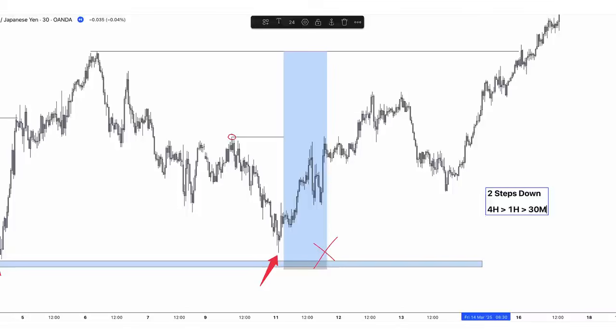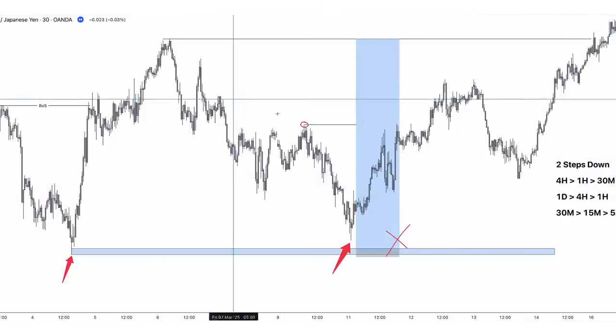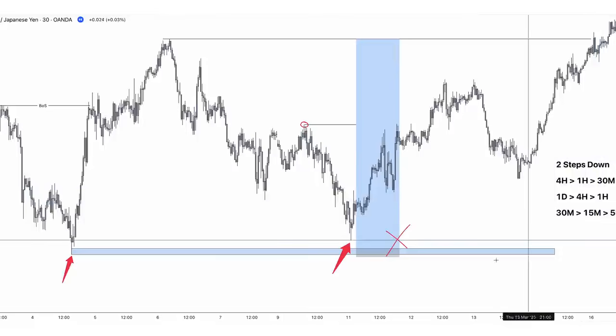If we were on the daily time frame, we could go to the 4-hour time frame and then maybe to the 1-hour time frame. If we were on the 30-minute time frame, we could go to the 15-minute and then potentially the 5, but we never really want to go too much lower than these, okay? So step down 2 default time frames. 4-hour, 1-hour, 30 is fine. 1 day, 4-hour, 1 hour is fine. 30-minute, 15, 5 is fine.